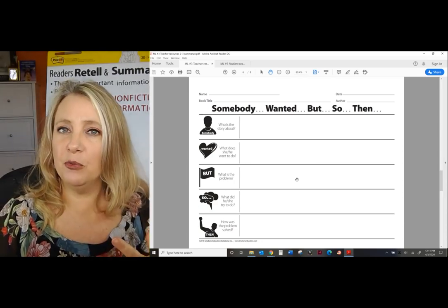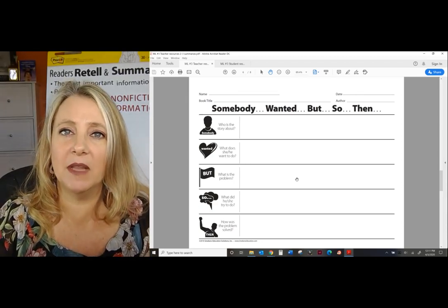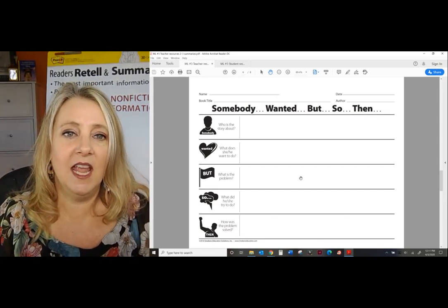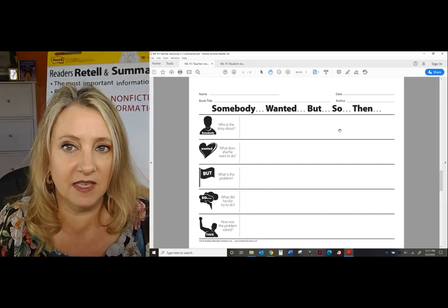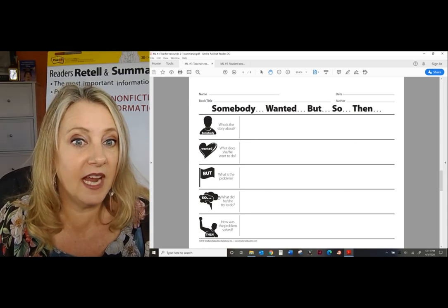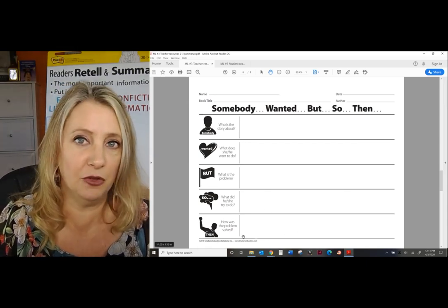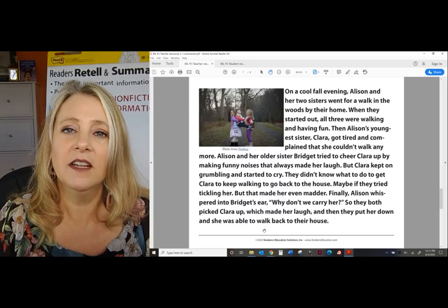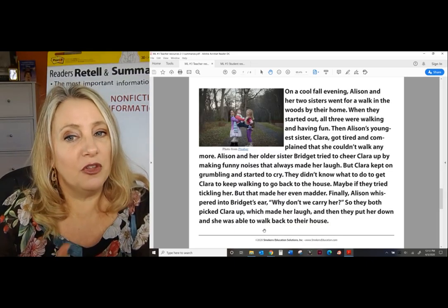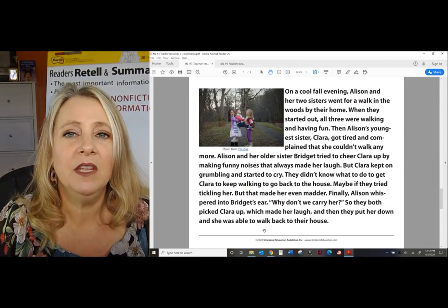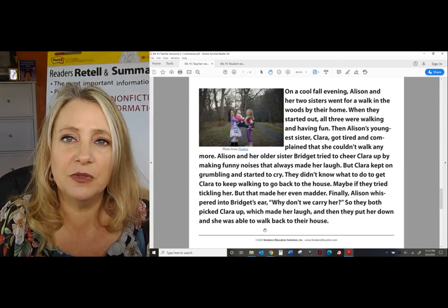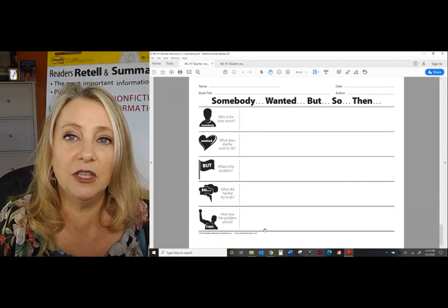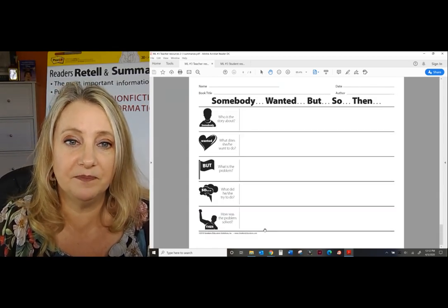And after you write them, I want you to go back and reread them like we did. That's really important because you have to make sure that it makes sense. And remember, this is really one sentence. This will be your second sentence, and this becomes your third sentence. And that's a good summary. I have another passage here. We've got the boy playing basketball. We've got the girls going out for a walk. Okay, so read about Allison and her 2 sisters and what happened when they tried to go out for a walk. And again, you can do the somebody wanted but so then.